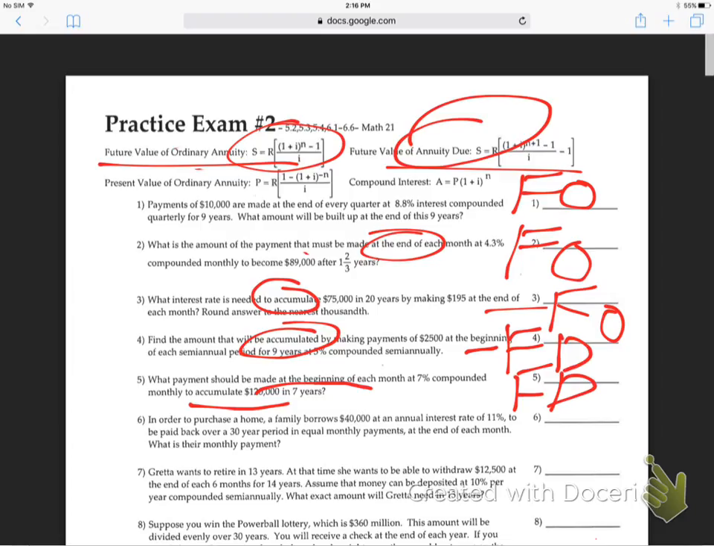As soon as you read purchase a home, we're talking house payments, right? How do house payments work? You've got a big pile of money you owe, right? And you're trying to pull down that pile for the rest of your life, trying to pay off that house, right? So it's present value, isn't it?